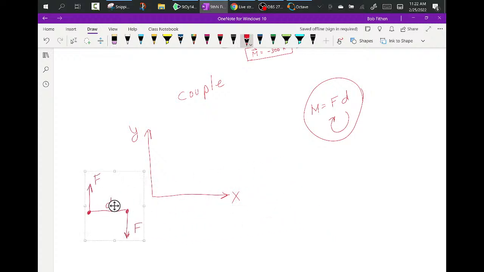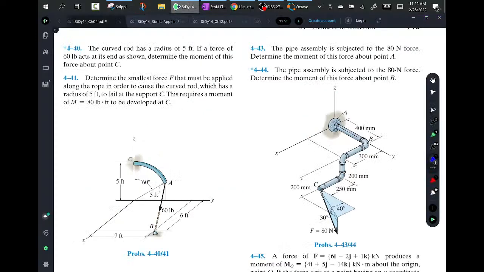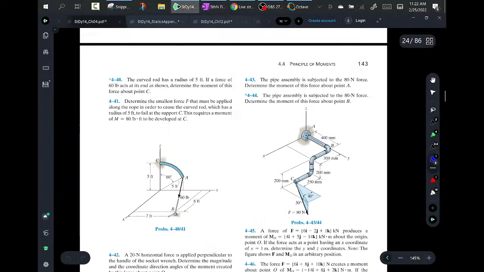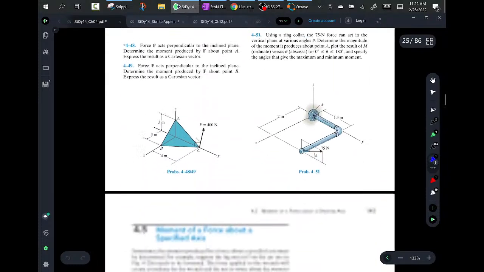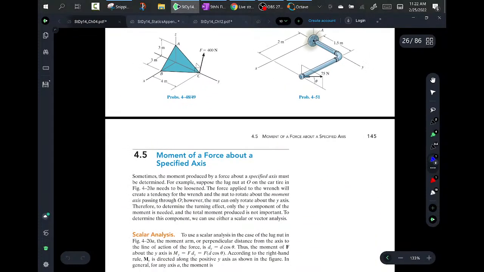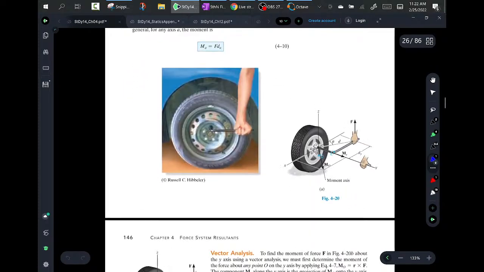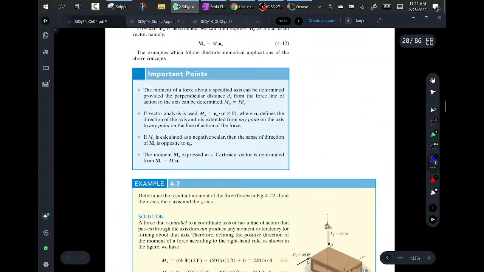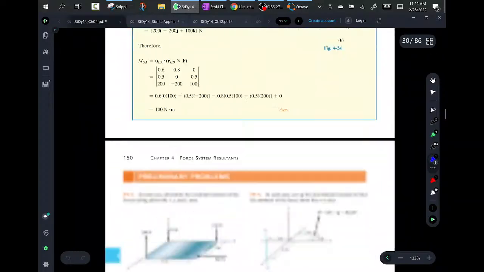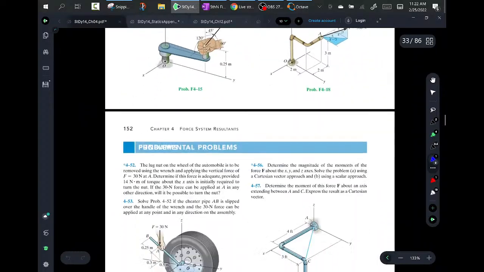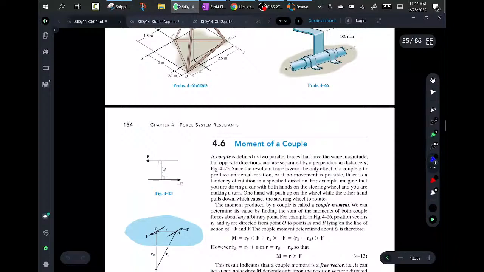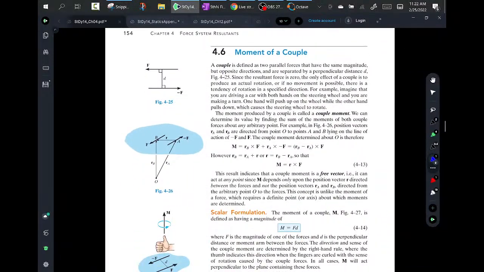Now let's go back and look at the book and see what he says about this. Okay, so here he's talking about a specific axis. I probably should have done that first. I think the couple might be behind me. Let's see. Okay, now it's right here. Now I'll go back about the specific axis in a minute. So here's what he's saying.